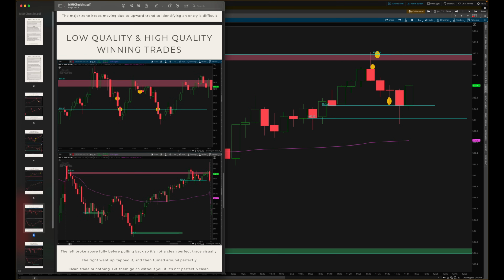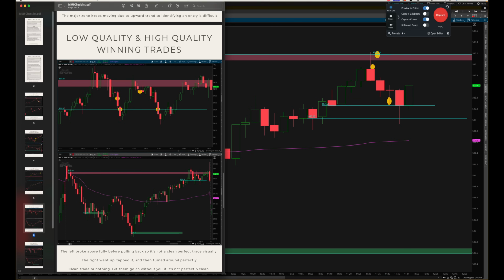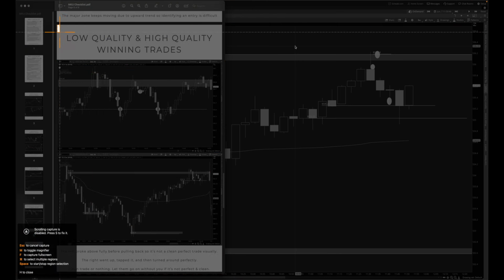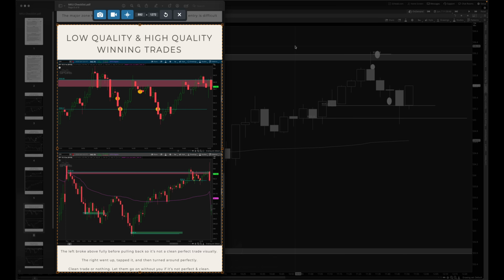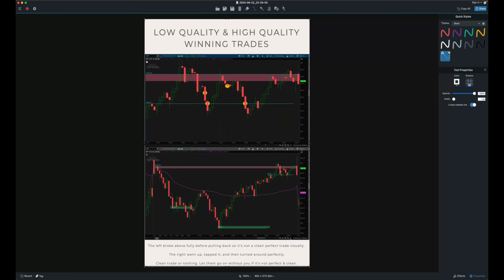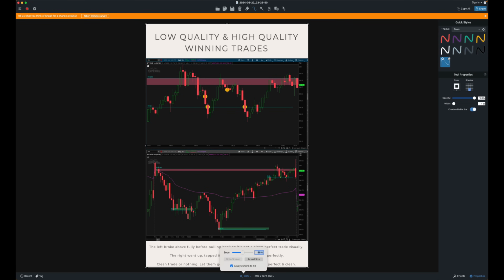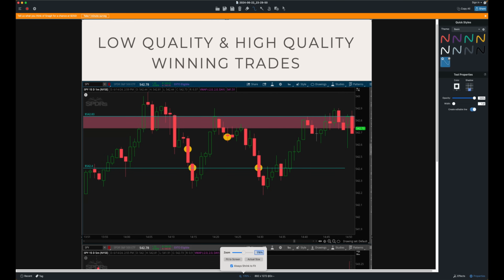On the left side, we have two yellow circles, boom and boom. This one, as you can see, it broke. Let me actually screenshot this, and I can give a better analysis on this more clearly. All right, let's zoom in on this guy. Okay, so this is the 1 minute chart.